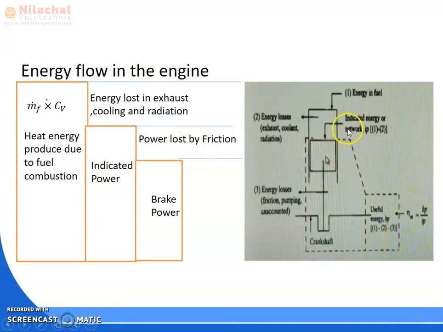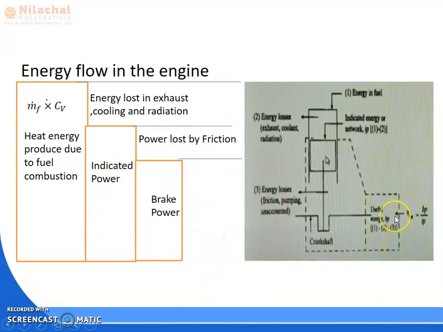When the piston is moved from TDC to BDC, the power is transmitted to the crankshaft through the connecting rod. The connecting rod, crankshaft, and piston are all moving elements, so some of the power is lost because of friction. The ultimate power that we get at the crankshaft is known as the brake power.